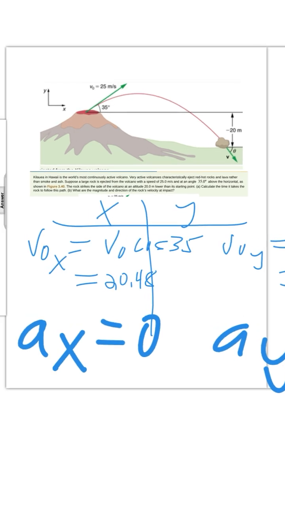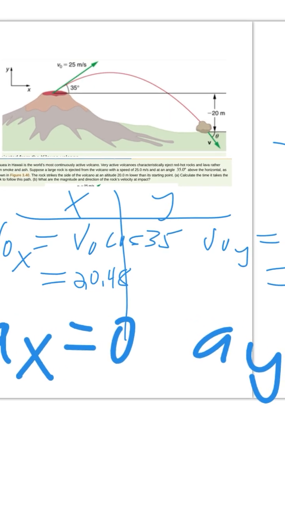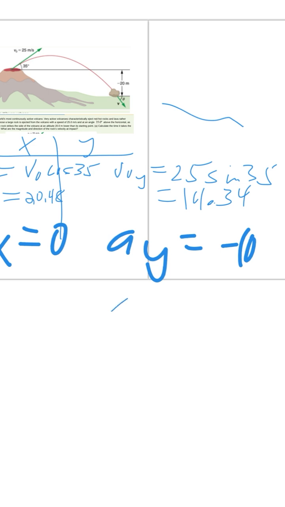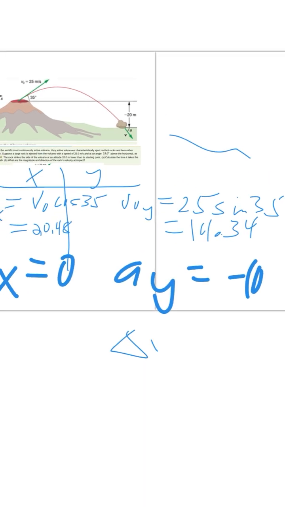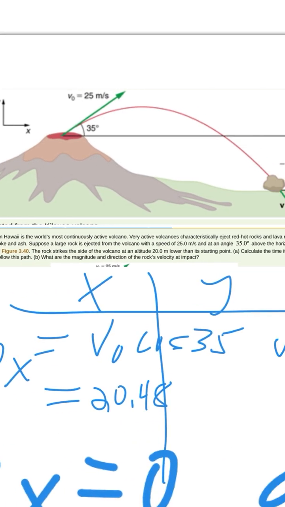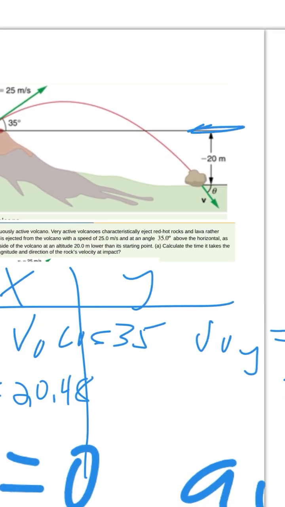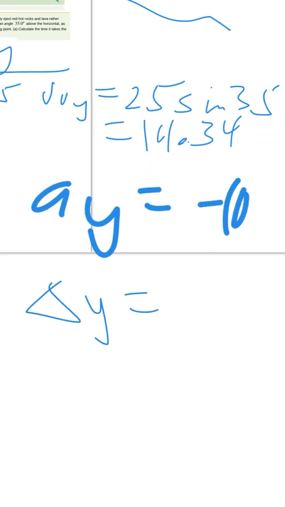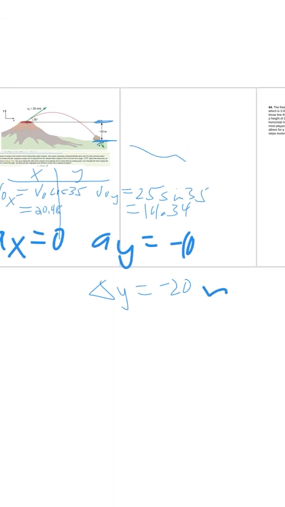Let's see, what else do we know? We don't know the range. We do know the height. I mean, the displacement. Displacement is from the start to the finish. If you look at the picture, the starting level is right here. The ending level is right here, down on the plane. So that's -20 meters. So they gave me -20 for y.